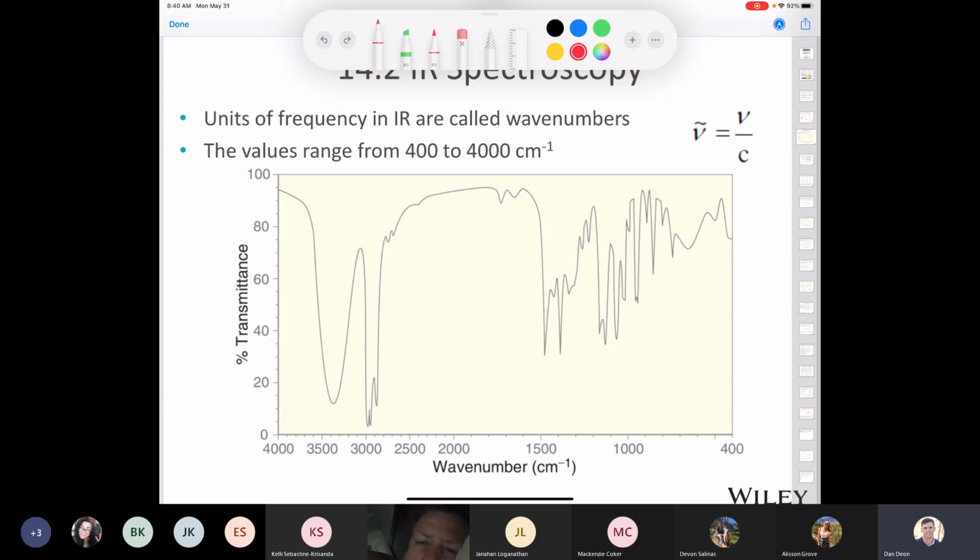So what's the relationship between energy and wave number? Well, if wave number is directly proportional to frequency, and we know that energy is directly proportional to frequency, what does that mean? That means that when we have a high wave number, we have high energy, and when we have a low wave number, we have a low energy.